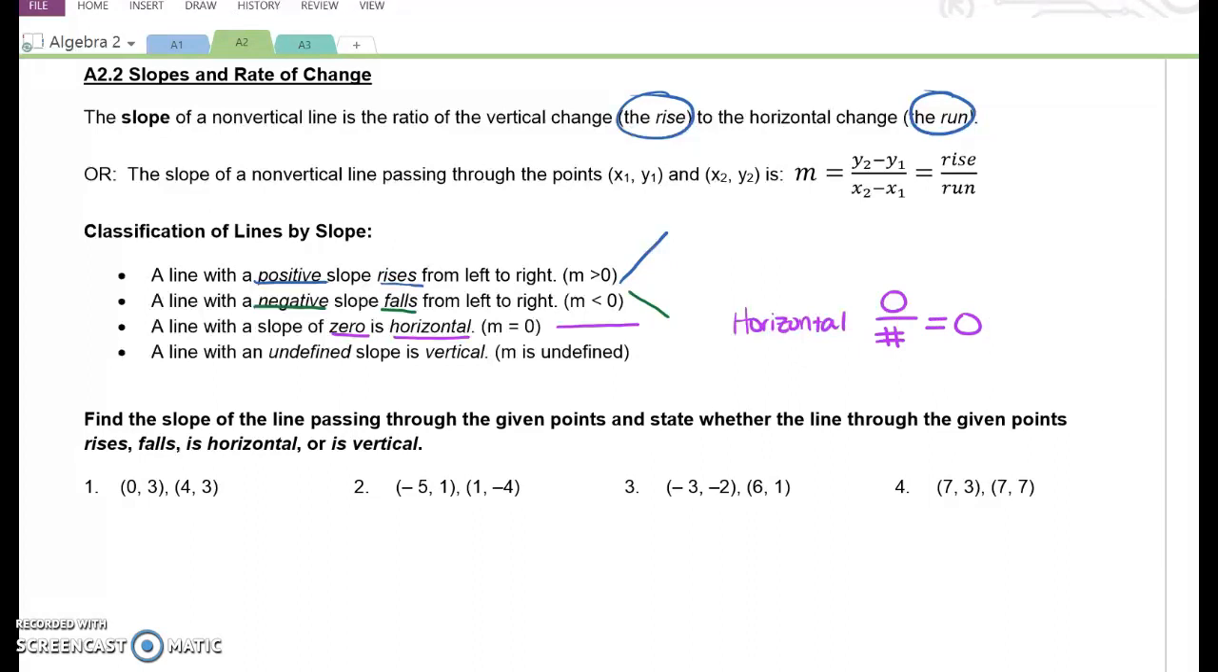A line with undefined slope is a vertical line. Undefined, so vertical, happens when it's undefined. That is a number divided by 0. You cannot divide by 0. It's like the number 1 rule in math. You can't divide by 0.